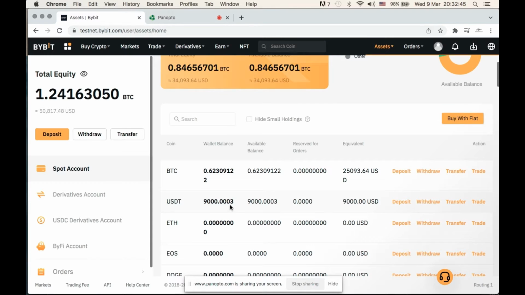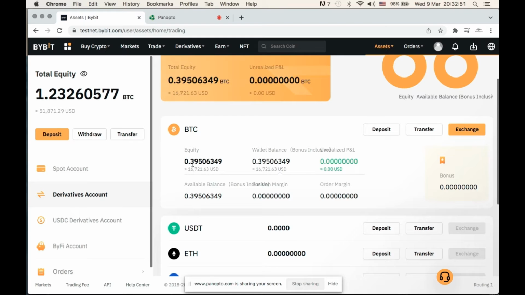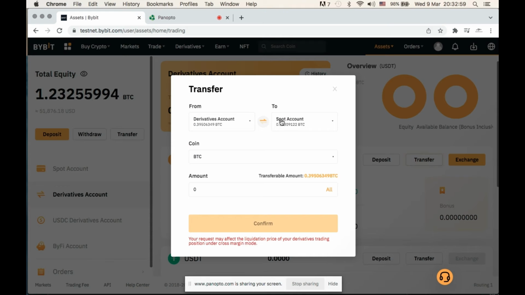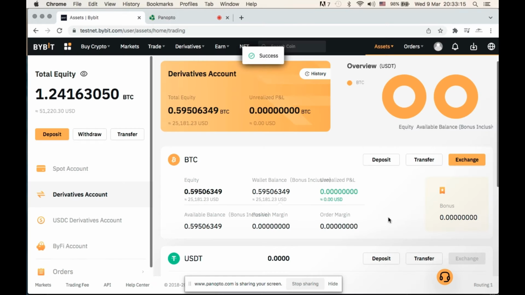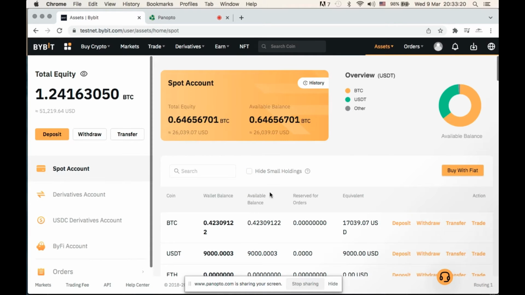So in this case, I would like to transfer, let's go to derivatives account. Let's say I would like to have an extra 0.2 Bitcoin in my derivatives account. I'll go ahead, click on transfer. If you take a look, I need to transfer from spot to derivatives. So go ahead, coin Bitcoin. Yes, say 0.2 Bitcoin into my derivatives account. So go ahead, click confirm. And there we go. I have 0.59 right now, and probably deducted 0.2 of my derivatives, my spot account.